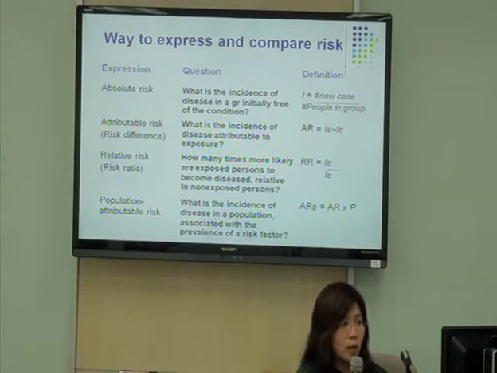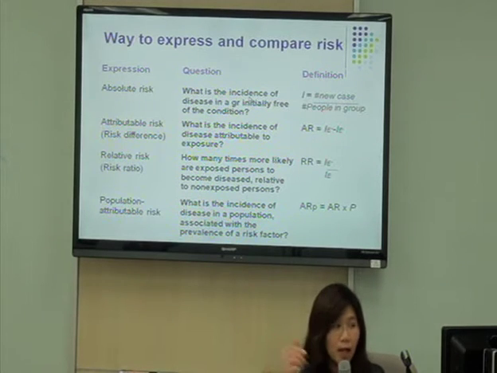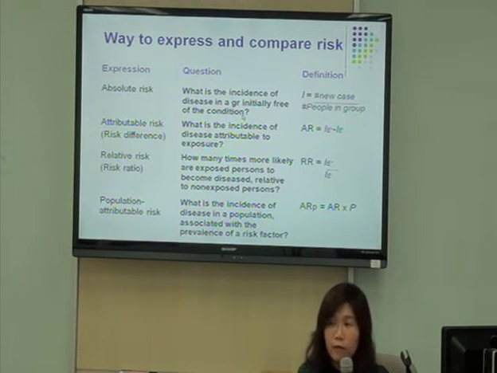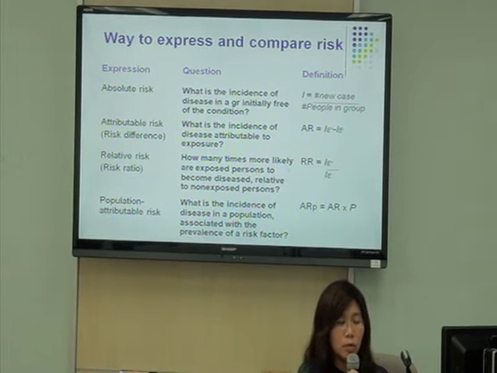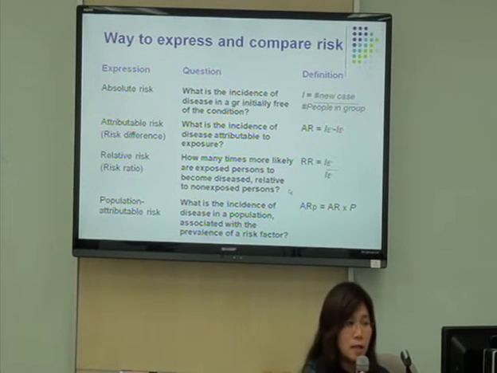Absolute risk: the question is, what is the incidence? Incidence means risk again, okay, in the group that is initially free of the condition or event. So incidence here is the number of new cases divided by the total number in the group that we are interested in. Attributable risk or risk difference: the question is, what is the incidence of disease attributable to exposure? So you have two incidences: the incidence among the exposed minus the incidence among the non-exposed.